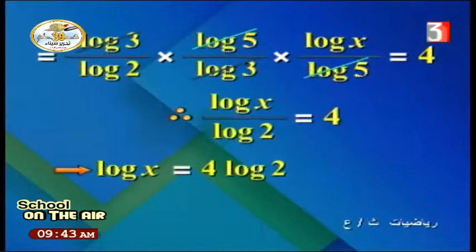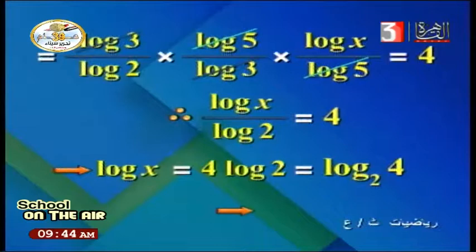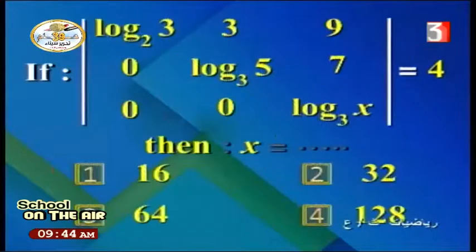In this case, my dear student, 4 log 2 equals log 2 to the power 4. From the properties of logarithm rules, 4 log 2 is the same as log 2 to the power 4. Look at log 2 to the power 4. Therefore, my dear student, x equals 16. The correct answer is 16.